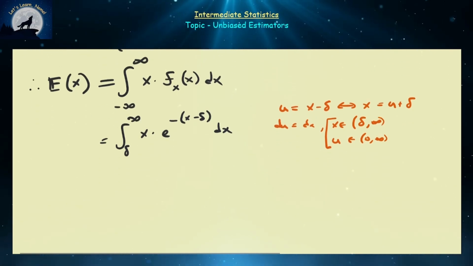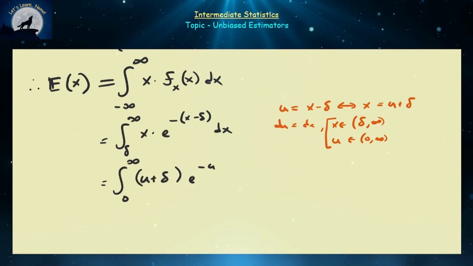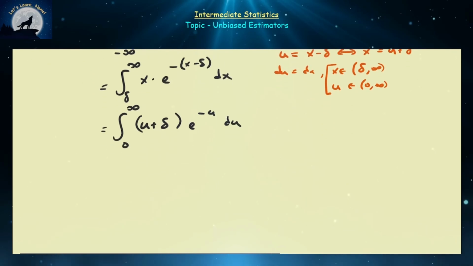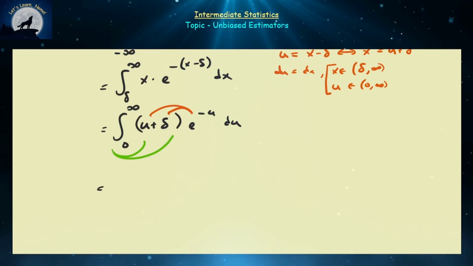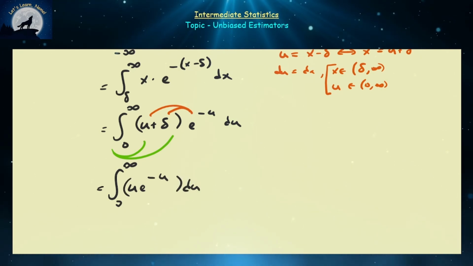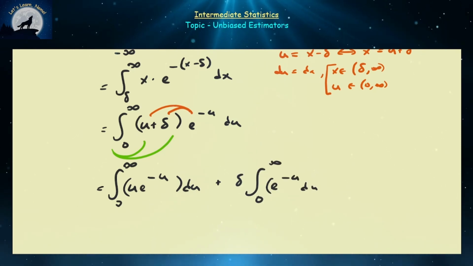So we can rewrite this integral as the integral from 0 to infinity of (u plus delta) times e to the minus u du. From here, we can distribute our exponential over, and then we can distribute our integral over, and then we're going to have the integral from 0 to infinity of u e to the minus u du, which should be an integral that you're familiar with, and then plus delta times the integral from 0 to infinity of e to the minus u du, which is an integral that you definitely should know by now.